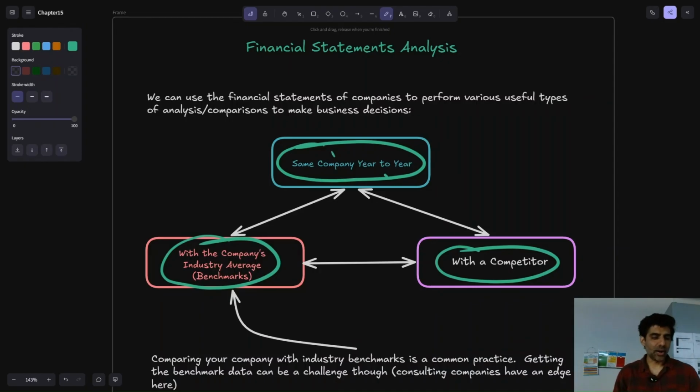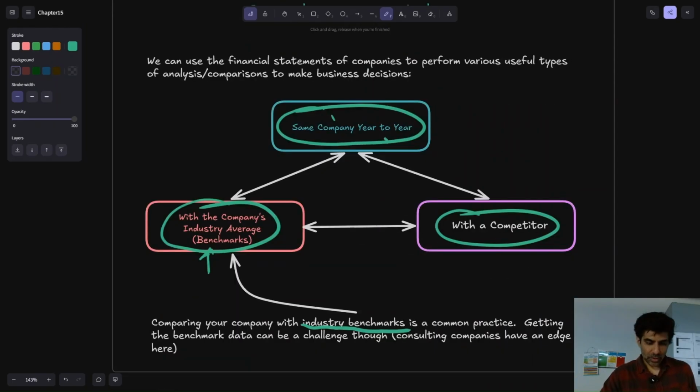Again, this is using this term benchmark. So you compare your company with some industry benchmark, and this is a very common practice because you want to make sure your company is not below average, right? You want to be at least average on the things that are important. And if you're below average, this is a cause of concern. You're not maximizing the potential of the company, at least compared to your peers.